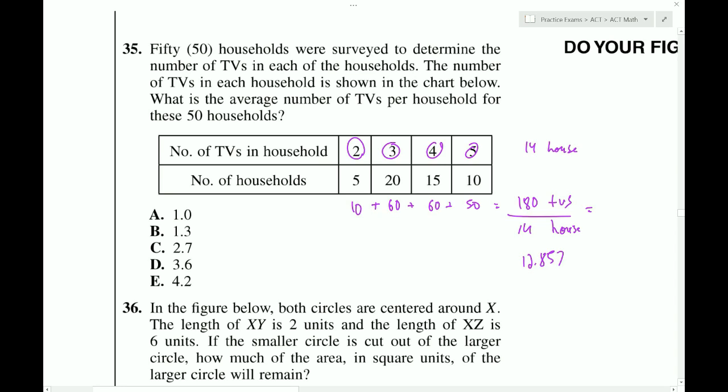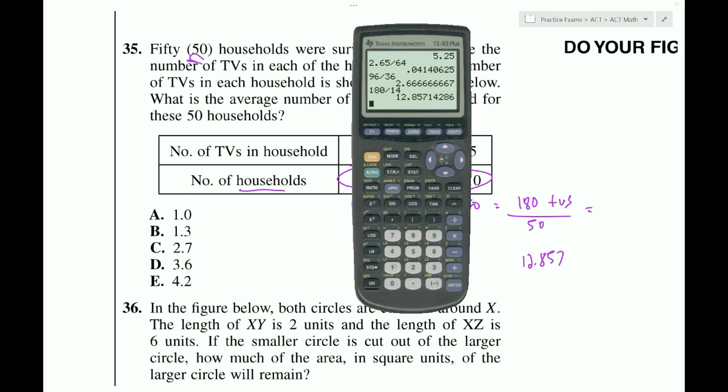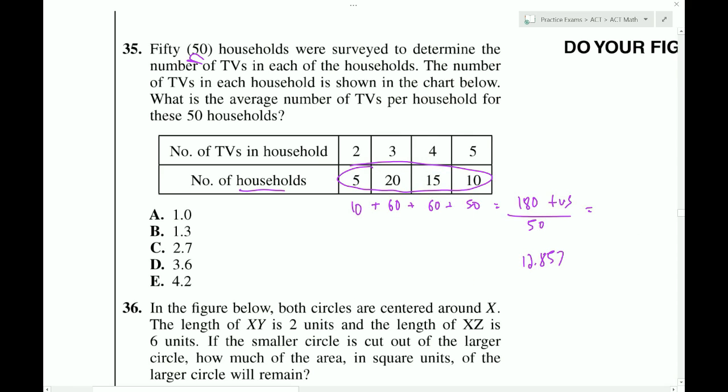Hang on a moment. Whoops. That's not the households, is it? The 14. Nope. We were supposed to add this column right here. That's the number of households, right? So it comes out to 50 if I did it right. So let me just do that over. So 180 over 50, 3.6. So that's 3.6.